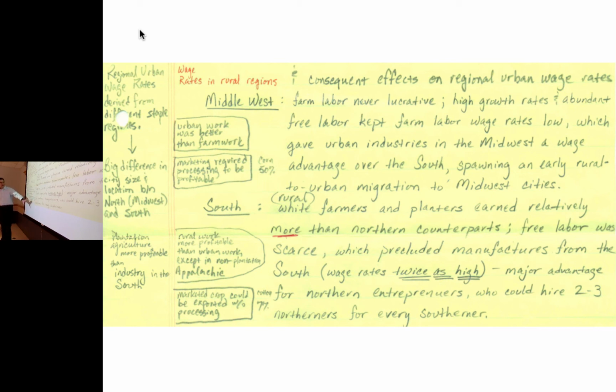So anyway, Northern entrepreneurs could hire 2 to 3 Northerners for every Southerner. Okay, there wasn't a lot of back and forth migration. Southerners certainly weren't going to Chicago to work, right? And Chicago or Illinois farmers weren't going to the South to be slaves.